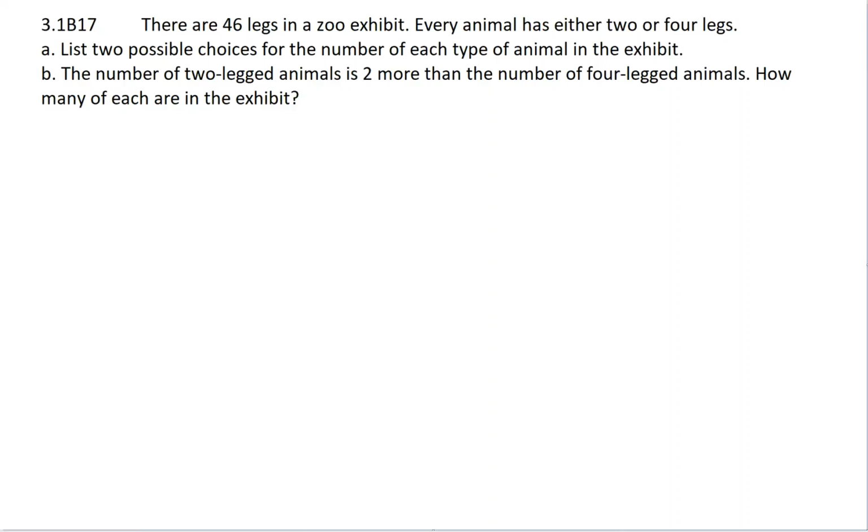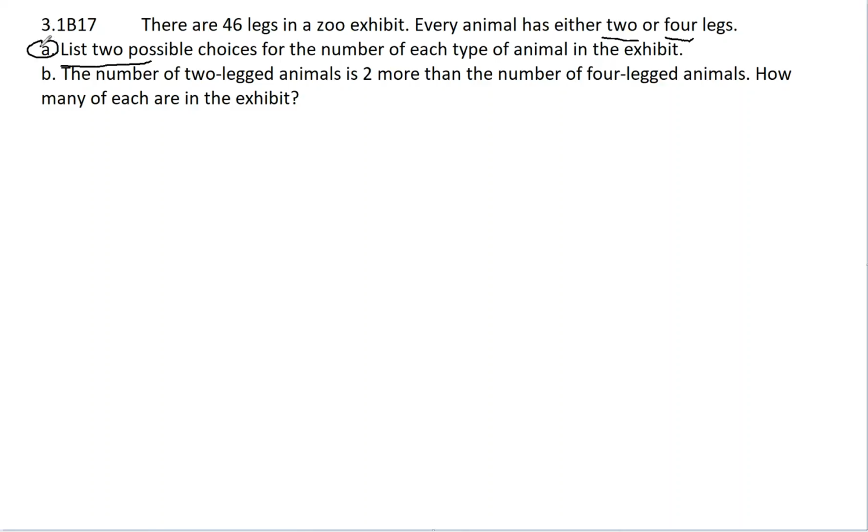There are 46 legs in a zoo exhibit. Every animal has either 2 or 4 legs. A: List 2 possible choices for the number of each type of animal in the exhibit. And then B: the number of 2-legged animals is 2 more than the number of 4-legged. How many of each are there in the exhibit?